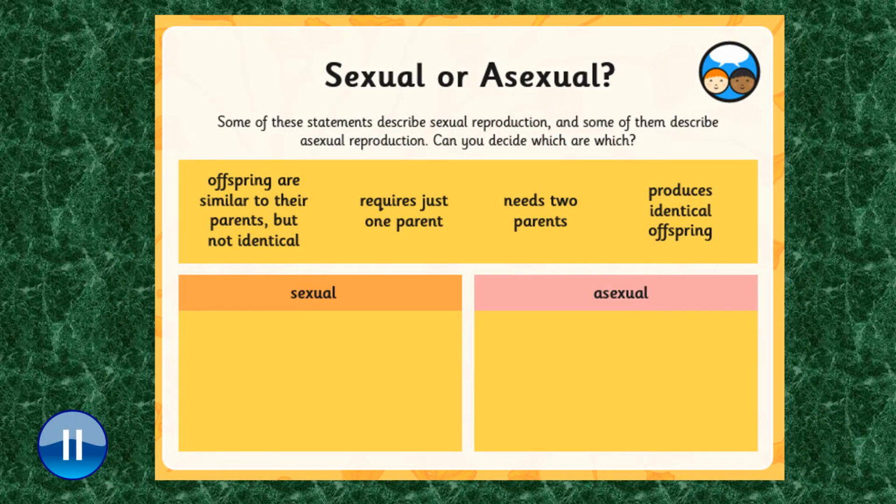What I want you to do is look at the different statements. Decide whether it's sexual or asexual, that is, which column it will go into. Some of the statements describe sexual reproduction and some describe asexual reproduction. Can you decide which are which? Go back through the information to help you do this if you need to. So we've got offspring are similar to their parents but not identical. We've got requires just one parent. We've got needs two parents and produces identical offspring. Pause, have a go, write them in the correct place, and then we'll look at the answers in a moment.